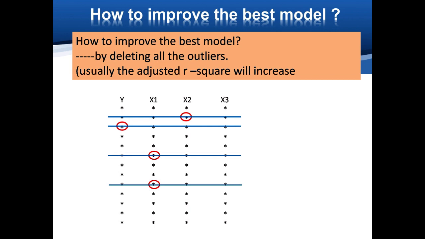For x3, if those numbers are outliers, delete the whole row. Then repeat the best model in regression. Usually, we will improve the best model because the adjusted R-square may increase.